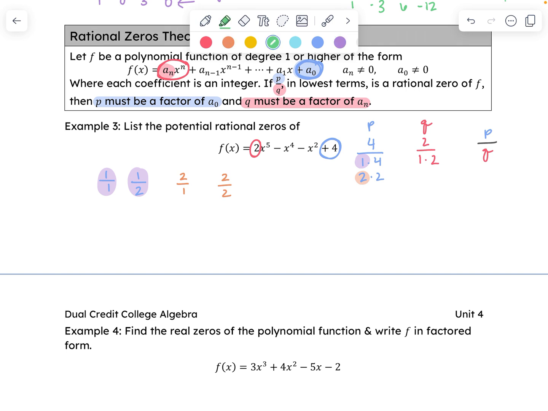Then we can move on to this 2. If it's the same number, I actually don't really need to repeat it again, so I'm not going to write those again. And so instead, I'm actually going to move on to my 4. So then I'm going to have 4 over 1 and 4 over 2. Now the thing is, all of these could be positive numbers or negative numbers, so I am going to put plus or minus in front of every single one of them.